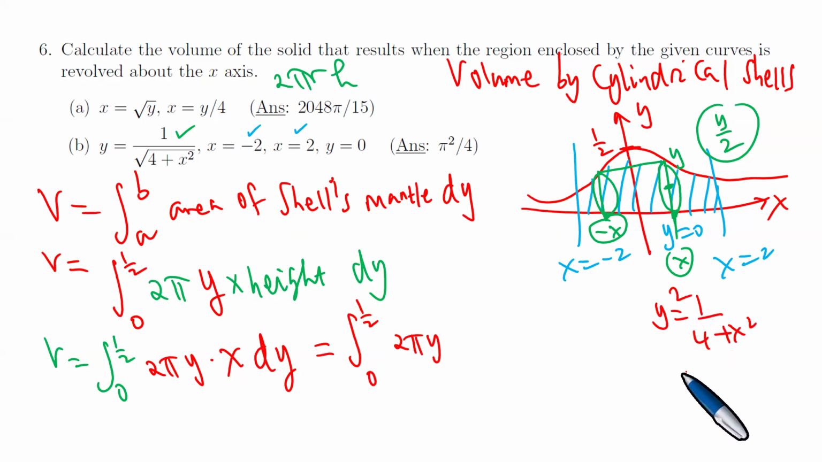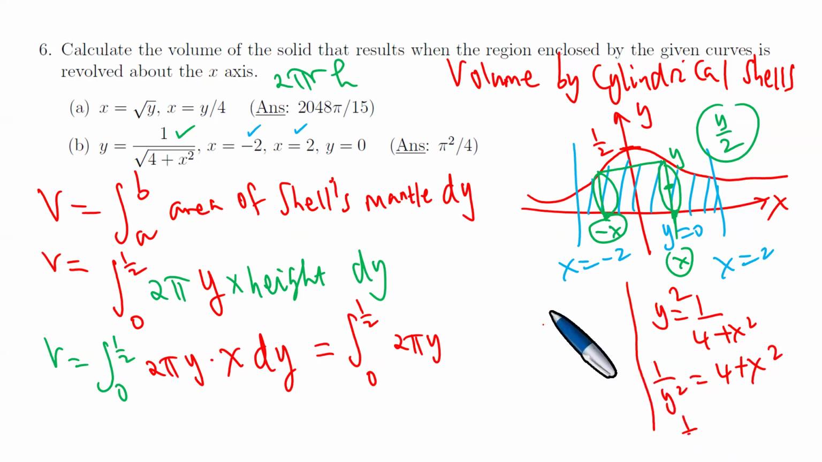You square both sides, you get that? And then it is 1 over y squared, which is 4 plus x squared. Right? You need to get your x. So x is going to have two sides, obviously. There are going to be two of them, and that is going to give you the height. So it's going to be 1 over y squared minus 4 equals x squared. X plus or minus the square root of 1 over y squared minus 4.